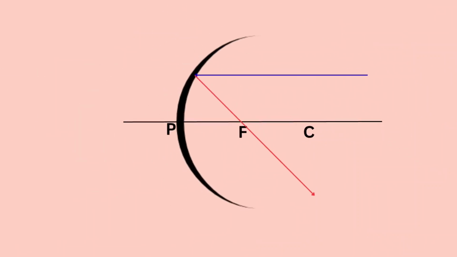After reflection, the light ray changes its direction and passes through the focus, F. This reflected ray shows the first rule of a concave mirror. A ray parallel to the principal axis always passes through the focus after reflection. Here, the red ray represents the reflected ray. I hope you all are clear with Rule 1.